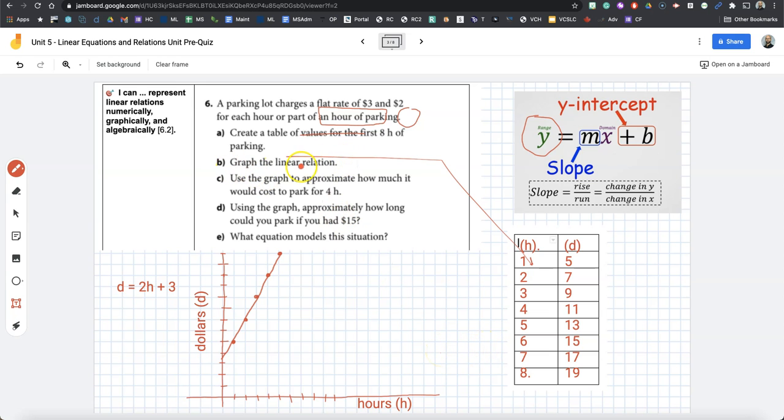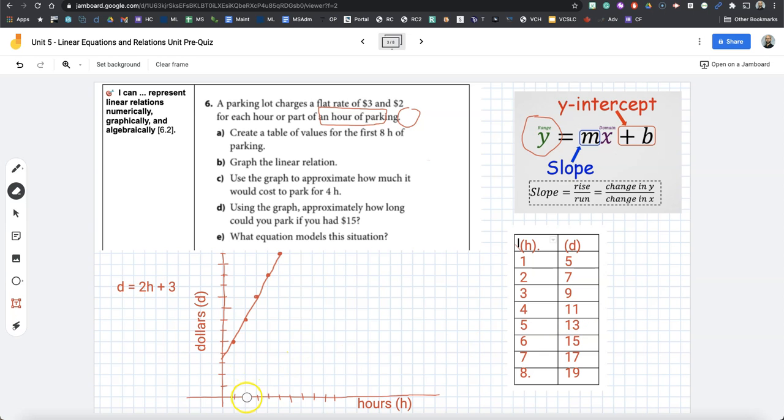So I did B, graph the linear relation. And now I feel like that is really messy. So that's my table of values down here, and this is my graph. Letter C, use the graph to approximate how much it would cost to park for 4 hours. Well, why do we need to approximate? We've already got how much it would cost to park for 4 hours.